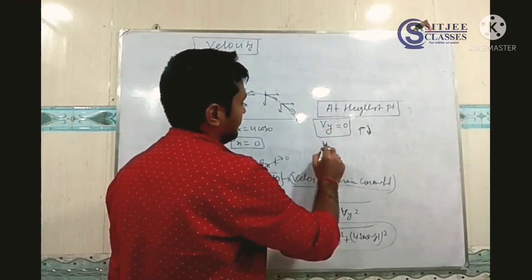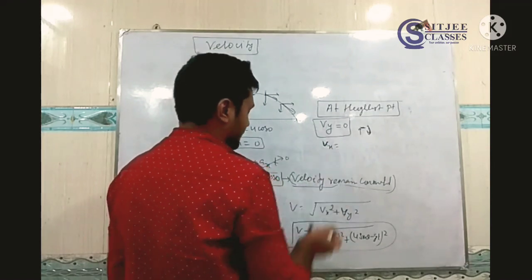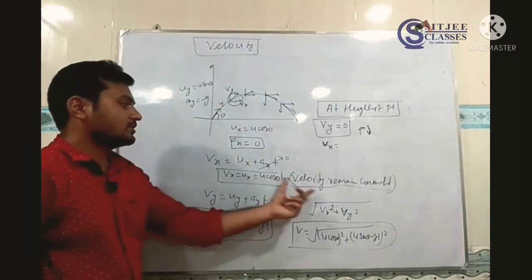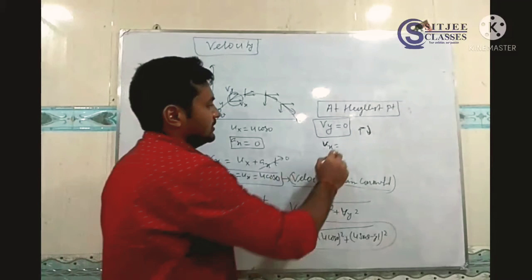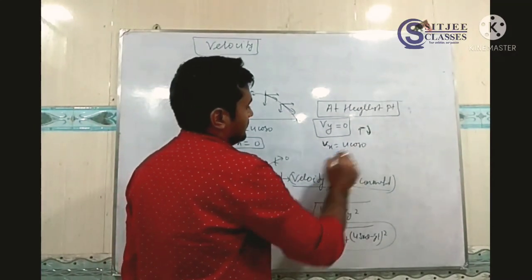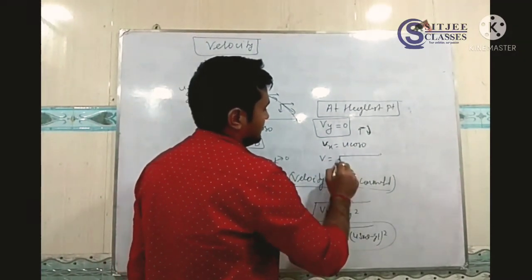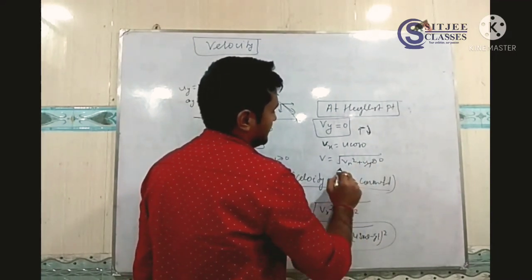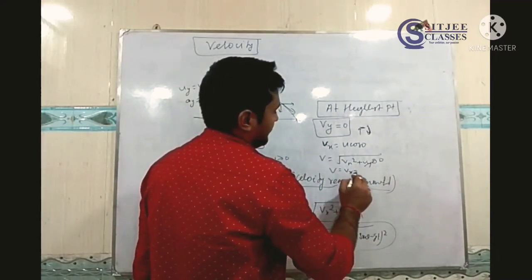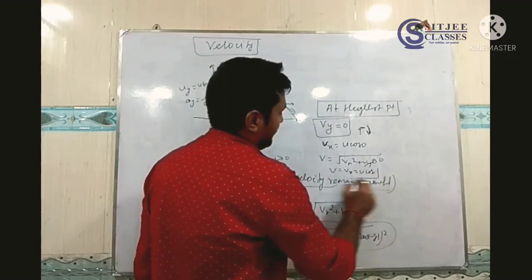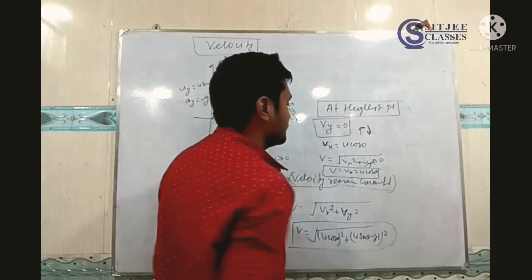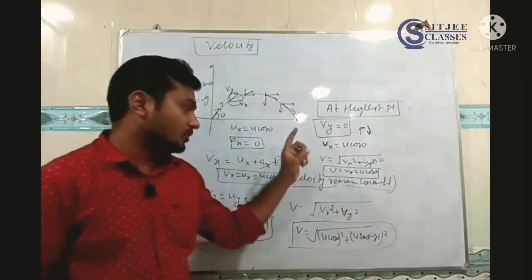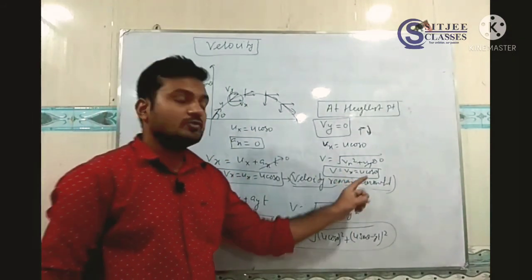Then what is your Vx? I already explained that Vx always remains same. It does not change. This is u cos theta. So if you calculate net velocity, which is Vx square plus Vy square, this is 0, so this is nothing but Vx, okay, which is u cos theta. Very important, at highest point the net velocity is equal to x direction of velocity, which is u cos theta.